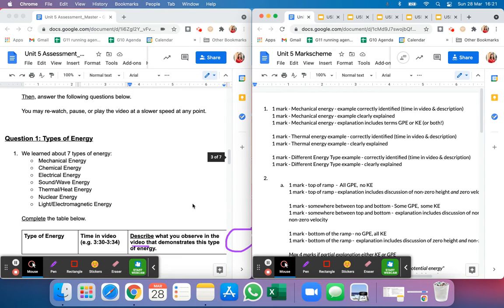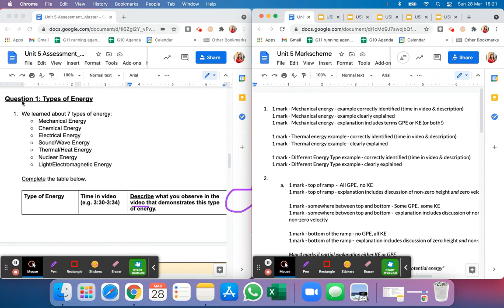All right. Stop and pause for a moment. Try to figure out if you have any questions on question 1, on where you lost points, and make a note of those questions so you can talk to your teacher about it.